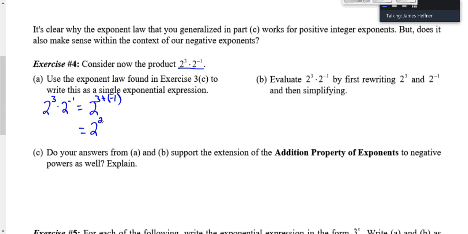Now they want us to kind of do it differently, because with a lot of these that you'll see, there's probably several different ways you can start and do things in the middle and finish, right? But they could all be correct. So now they want us to first rewrite 2 to the 3rd and 2 to the negative 1, and then simplify, right? So 2 to the 3rd times 2 to the negative 1. Well, that negative means it's a reciprocal, right? So it would be 2 to the 3rd what?